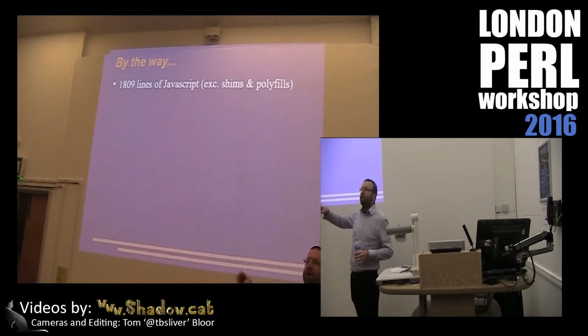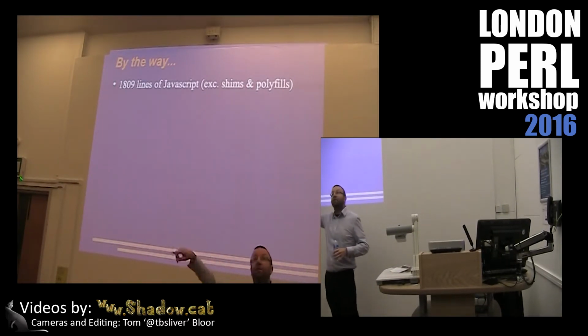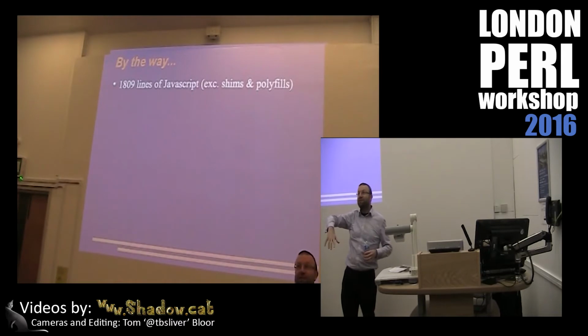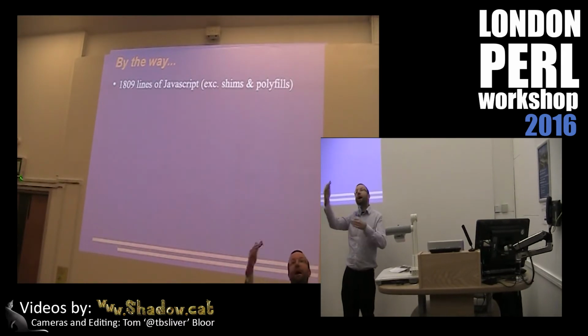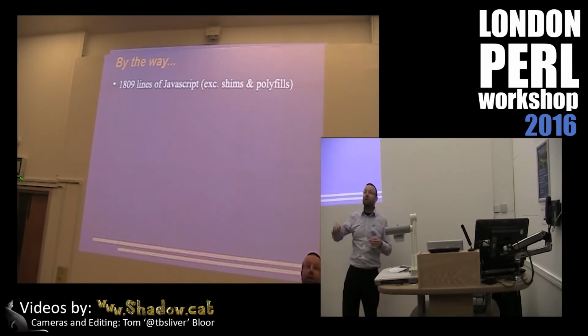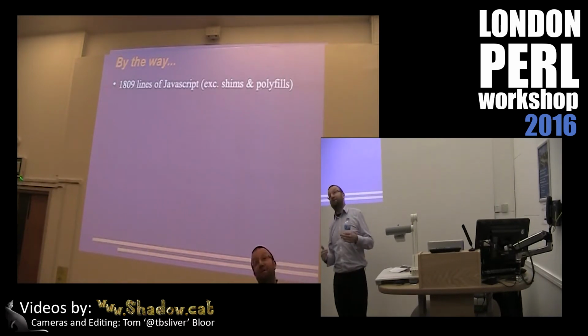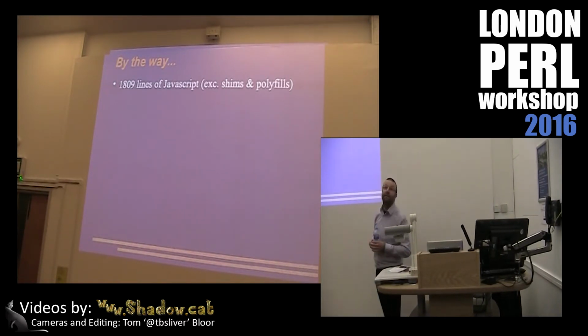So when I pointed out that it's navigator.webkitGetUserMedia, and there's 5 or 6 versions of them, it doesn't include the code that abstracts all that away. It doesn't include the code that does each different version of peer connection. None of that's included in those 1,809 lines of code.